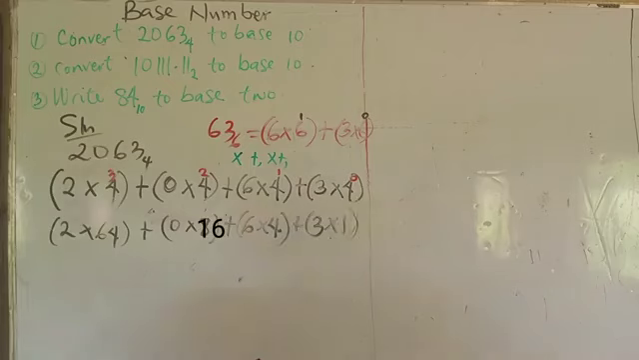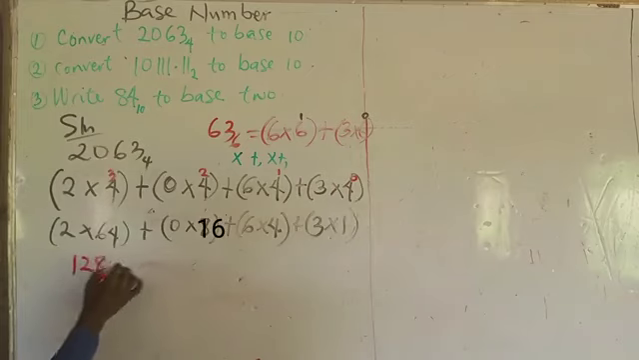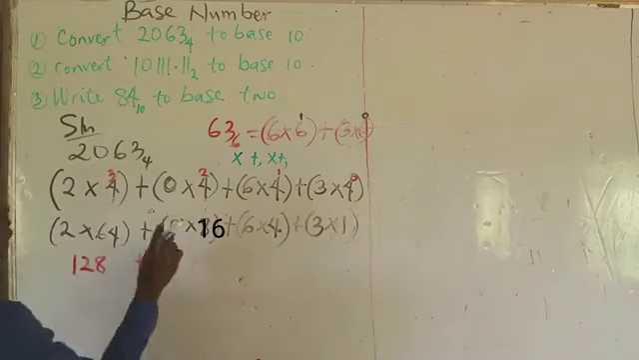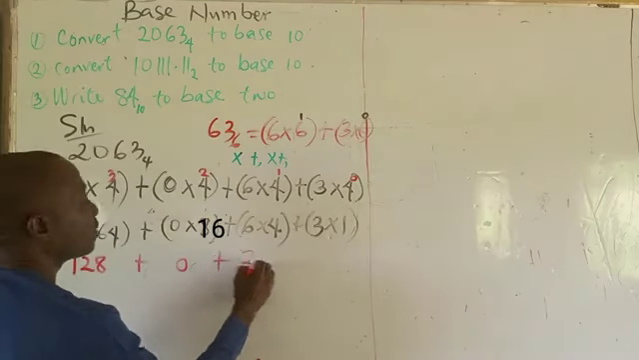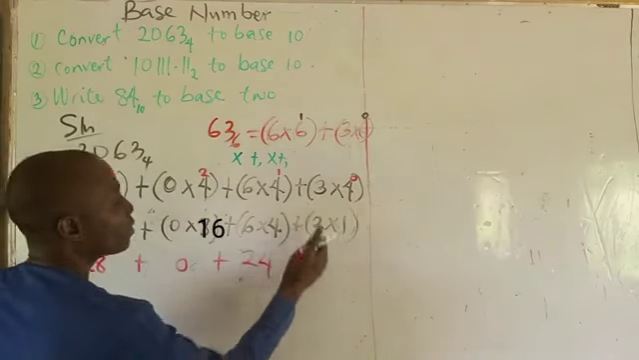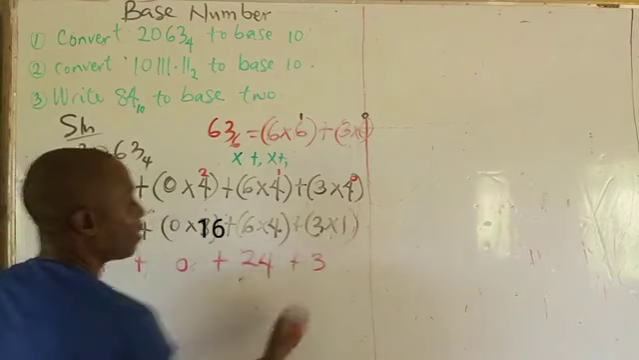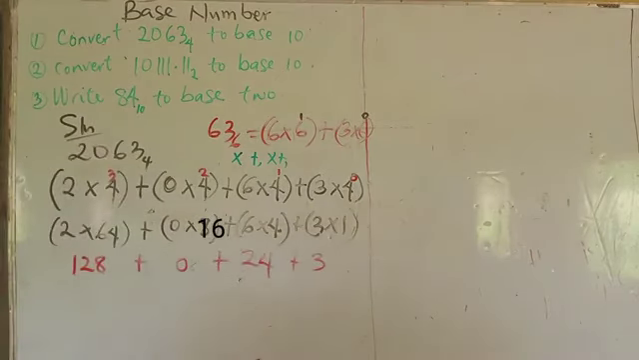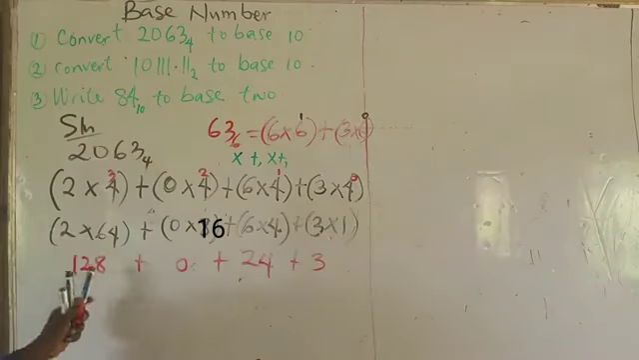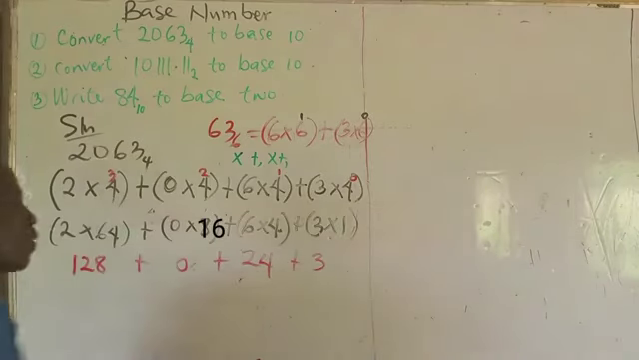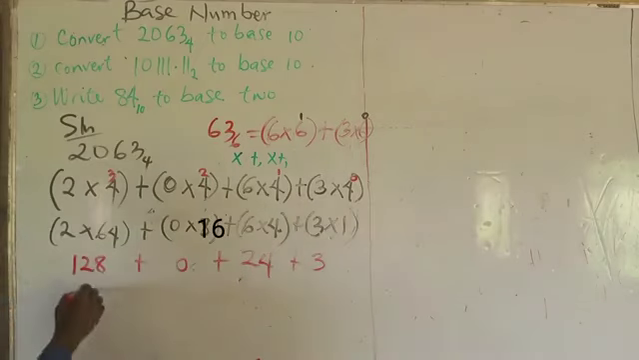Okay, let's open up the bracket. 2 times 64 is 128, plus 0 times 16 is 0, plus 6 times 4 is 24, plus 3 times 1 is 3. Basically, this is what we have. So if we add this up, 128 plus 24 plus 3 will come up with 155.